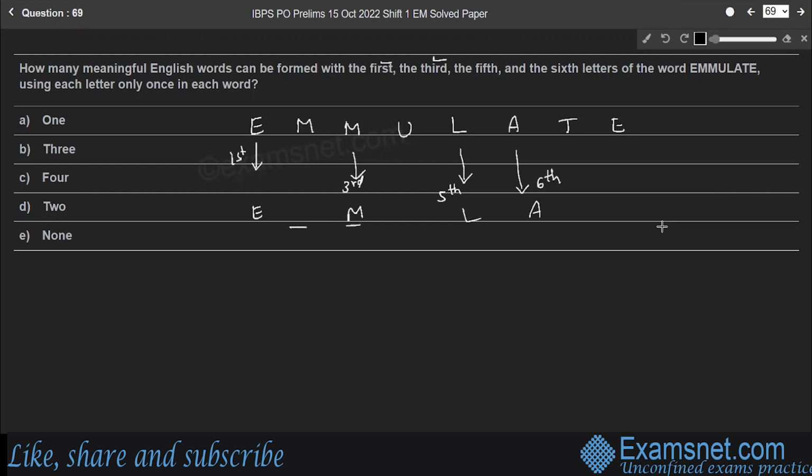Using E, M, L, A without repeating the letters, how many meaningful words can be formed? So we can form M-A-L-E, male. Male is a meaningful word. And also we can form M-E-A-L, meal. And L-A-M-E, lame. So no letter is repeated here in these 3 words. Therefore, we can form 3 such words. Therefore, option B is the right answer.